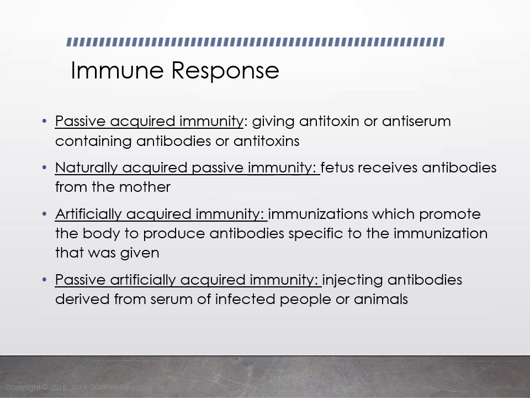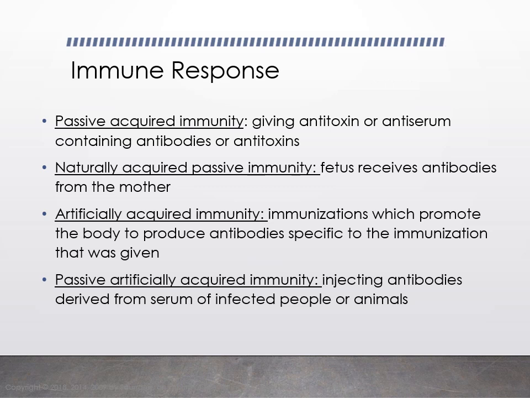So let's look at some of these. So we have passive acquired immunity. So this is where we give an antitoxin containing antibodies or antitoxins. Naturally acquired passive immunity is where it's naturally acquired. So this is an example where the fetus receives antibodies from the mother. So this is naturally acquired passive immunity.